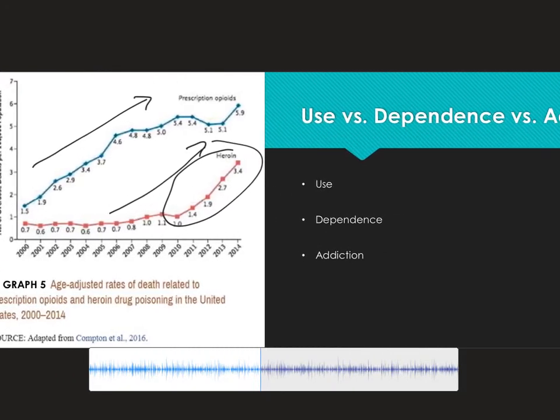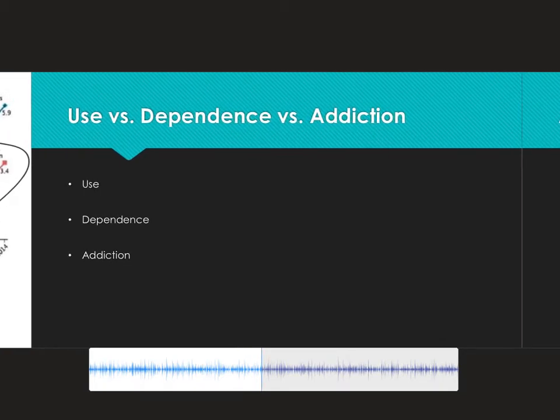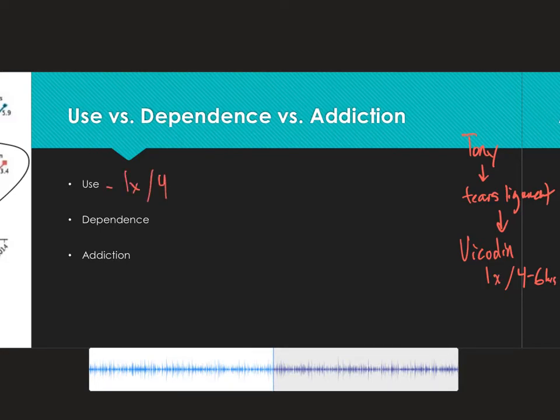To understand opioids in a more personable context, let's take a look at use versus dependence versus addiction. Let's look at a man named Tony. Tony is the star pitcher for his college baseball team, and one game tears a ligament in his elbow. After his surgery, he is prescribed 30 pills of Vicodin in order to help with the pain. He is instructed to take one tablet every 4 to 6 hours as needed. Usage, it would be Tony following proper instruction. He takes one Vicodin every 4 to 6 hours as needed and does not exceed 6 tablets a day.